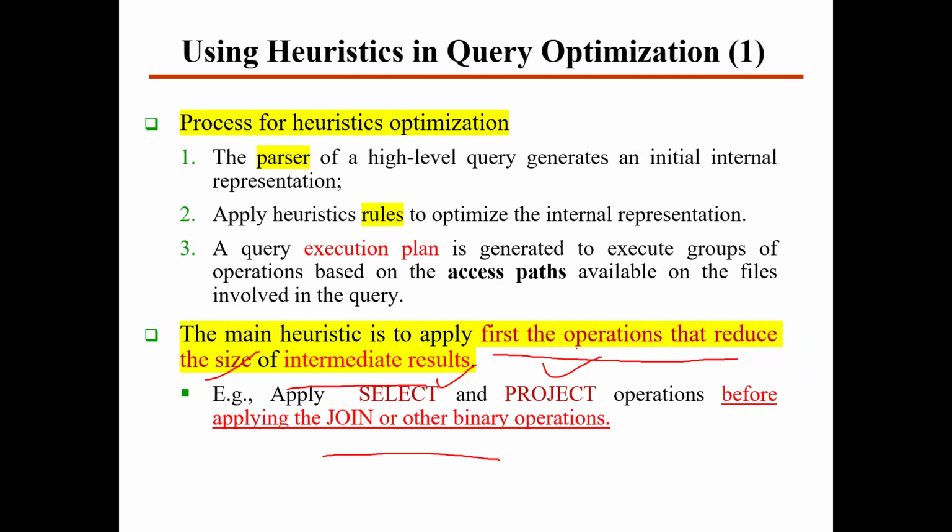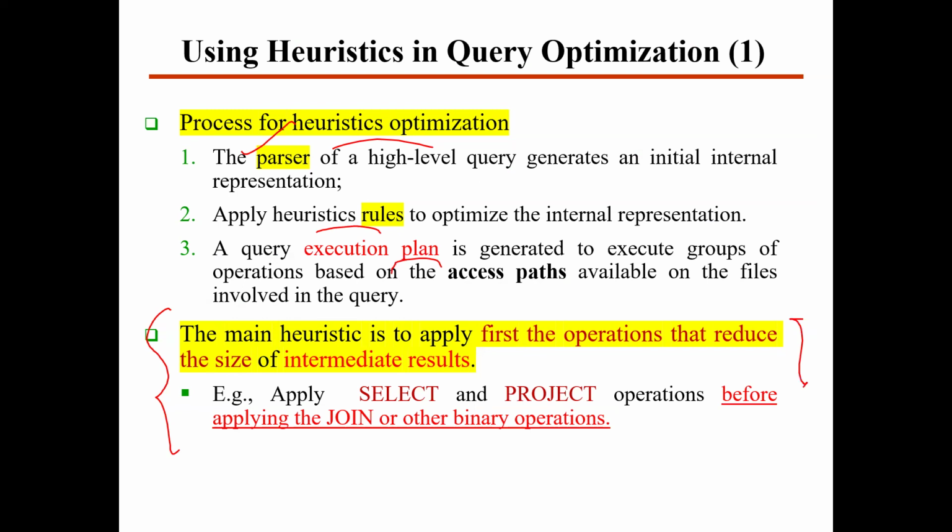But if I execute the condition first, then the selection, it is going to reduce significantly. It is going to reduce greatly. So this is the first one. Okay. How do you process for heuristic optimization? You need the parser, you need the heuristic rules, and you need an execution plan. And this is one of the basic rules for creating the best version of relational algebraic expression.